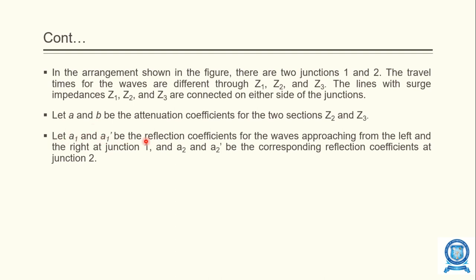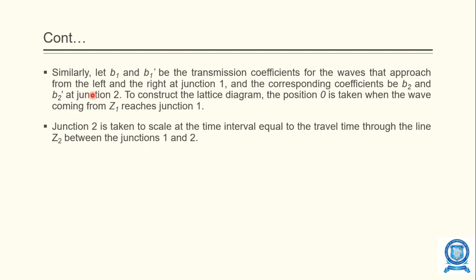Let A1 and A1 dash be the reflection coefficients of the wave approaching from left and right at junction 1, or at the first substation. And A2 and A2 dash be the corresponding reflection coefficients at junction 2. Similarly, let B1 and B1 dash be the transmission coefficients for the waves that approach from left and right at junction 1, and the corresponding coefficients be B2 and B2 dash at junction 2. To construct the lattice diagram, the position 0 is taken when the wave coming from Z1 reaches junction 1. Junction 2 is taken as a scale at a time interval equal to the time taken through the line Z2 between junctions 1 and 2.